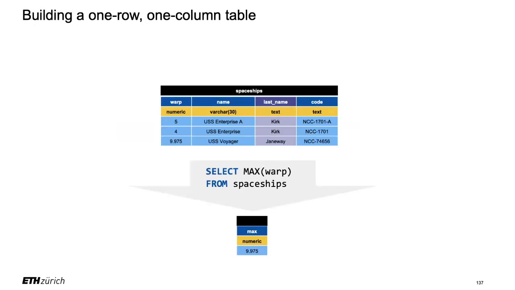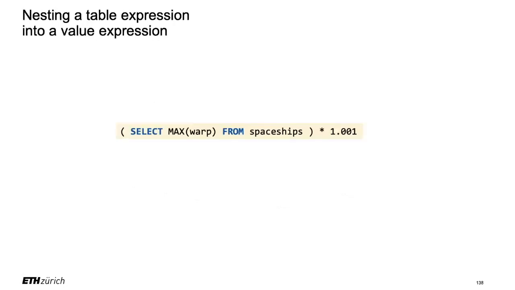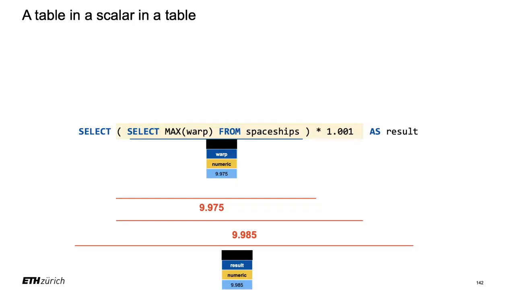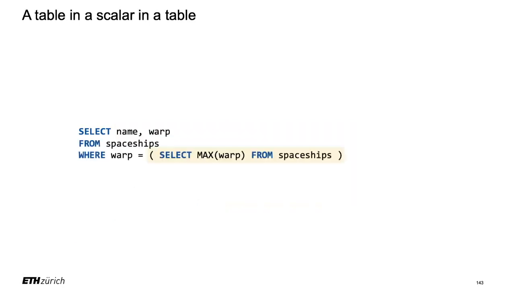When you multiply it, it just extracts the one value that there is in there and multiplies it. So this outputs a number. It automatically unboxes the number from there, multiplies, and that's it. I can even put it again inside a select to get back a table and so on. So here I put a table in a scalar in a table. You see, there's no limit.